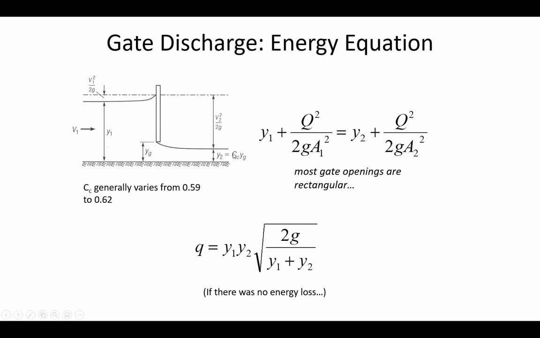So C sub C here is showing the contracted depth of flow compared to how high the gate is opened. And so if the gate is opened about 1 meter, then you'd expect the downstream depth Y2 to be between 0.59 and 0.62 meters. And a good part of the energy loss is in some ways related to the contraction that occurs and turbulence upstream of the gate, a little bit of interaction with the bottom of the channel downstream of the gate.